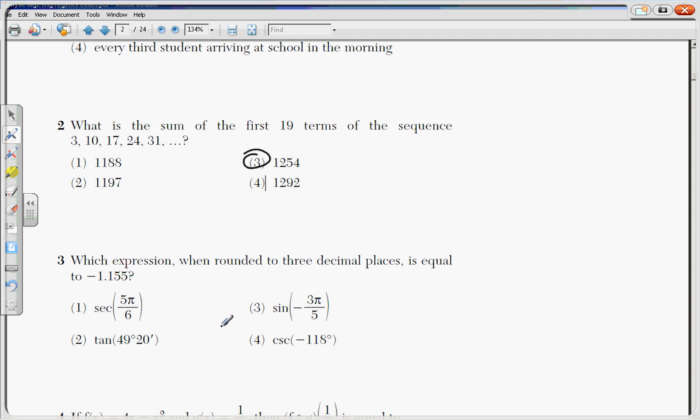Let's move on to question number 3. It says, which expression when rounded to 3 decimal places is equal to negative 1.155? This is a test on the use of the graphing calculator. Let's see which of these gives you the desired result. So you have to remember your trig identities.